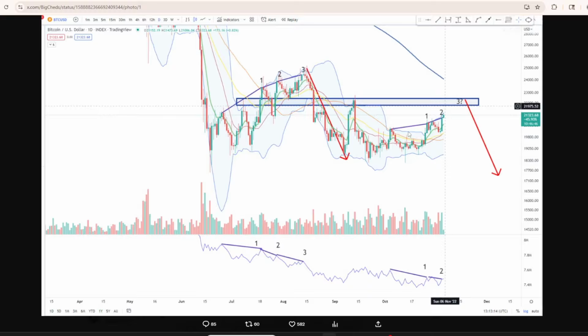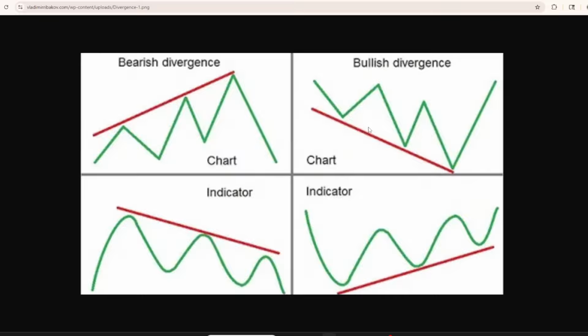Then you see it was essentially starting to do the same thing. You essentially had a double divergence here as well, where you had lower high twice on the indicator, higher high in the price. And again, you can also have a bullish divergence too.